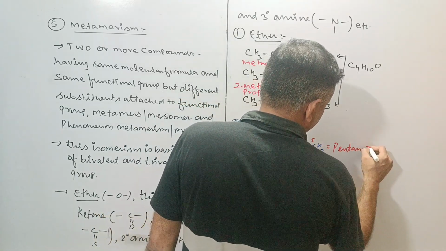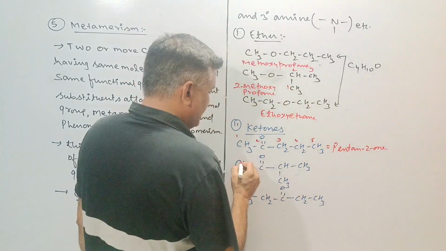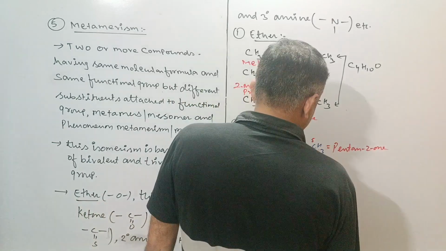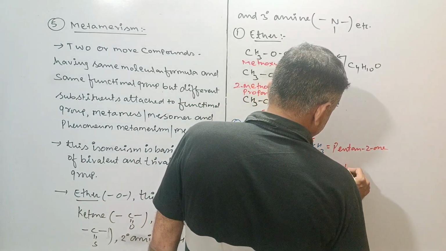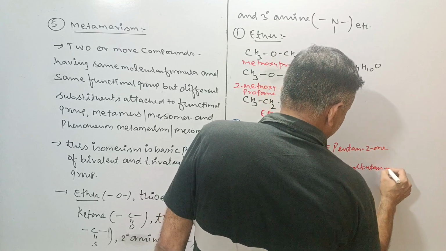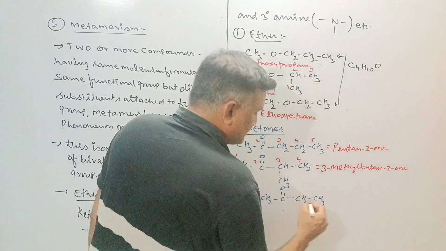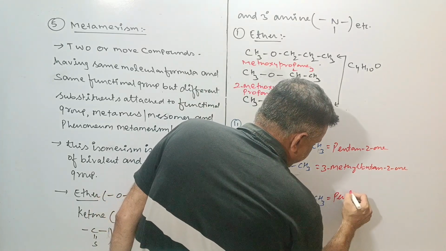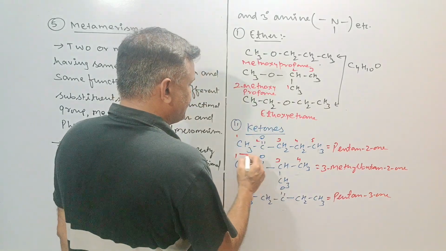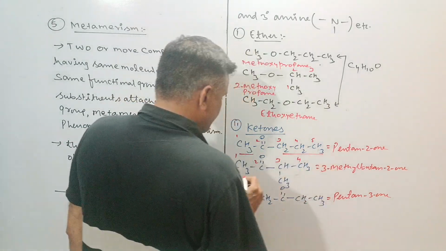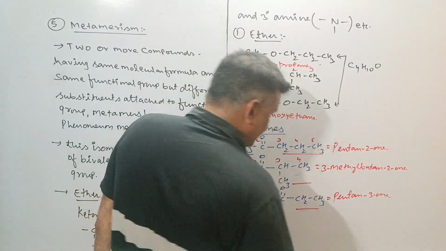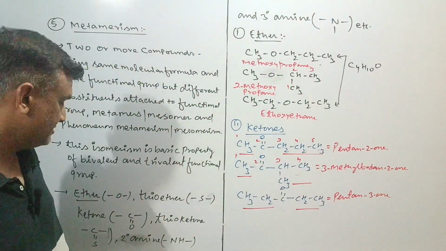Pentan-2-one. This is called 3-methylbutan-2-one. Butan-2-one. And this is called pentan-3-one. You can see here the substituents are methyl and n-propyl. Here are methyl and isopropyl. Here both are ethyl. So this was regarding your ketones.